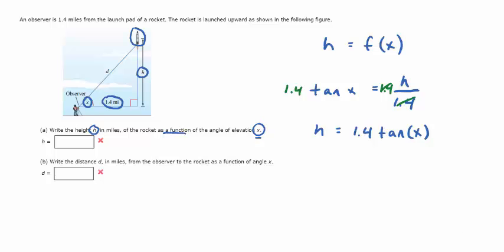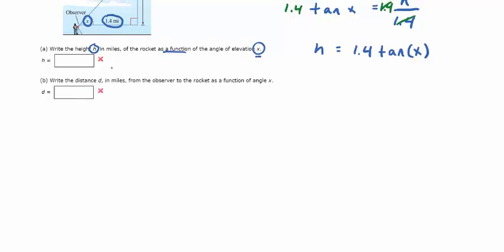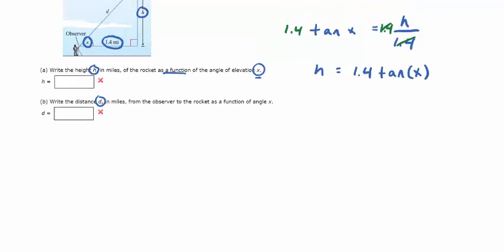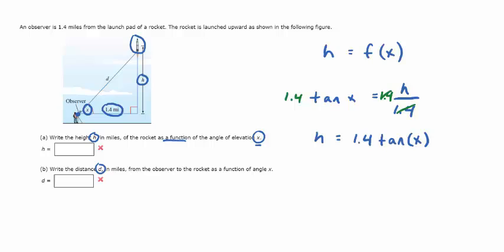And then for the second part, they want the distance, d, in miles from the observer to the rocket as a function of the angle x. If you look at this picture, here's the observer, and so this is the distance we're talking about, d. And so that's the hypotenuse of this triangle formed here. And so we want d, we know the adjacent side. When you think about the adjacent side in reference to the angle x and the hypotenuse, most people would come up with the cosine function relating the two.